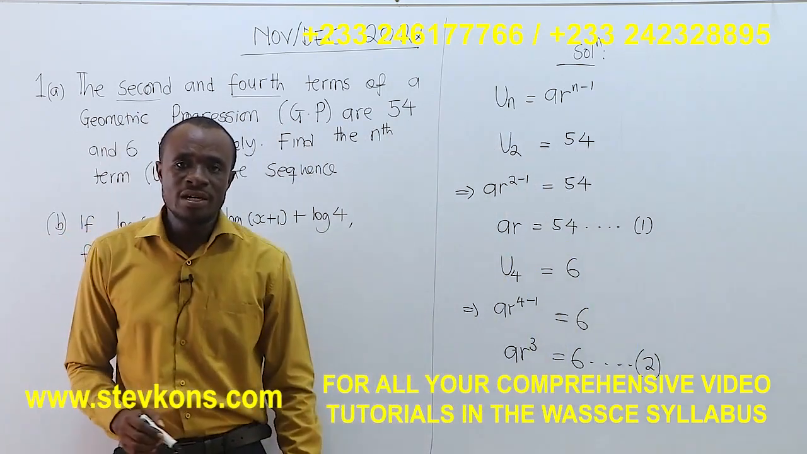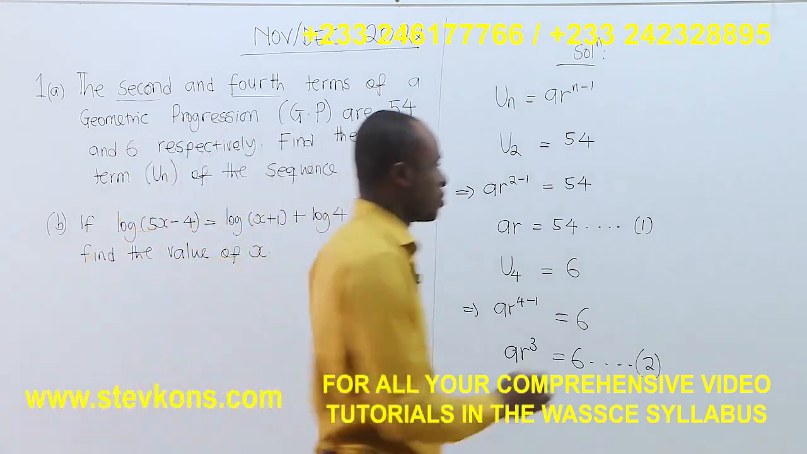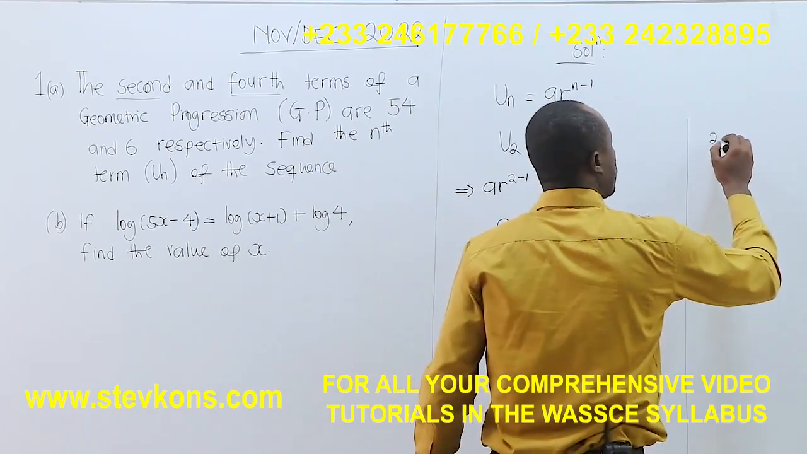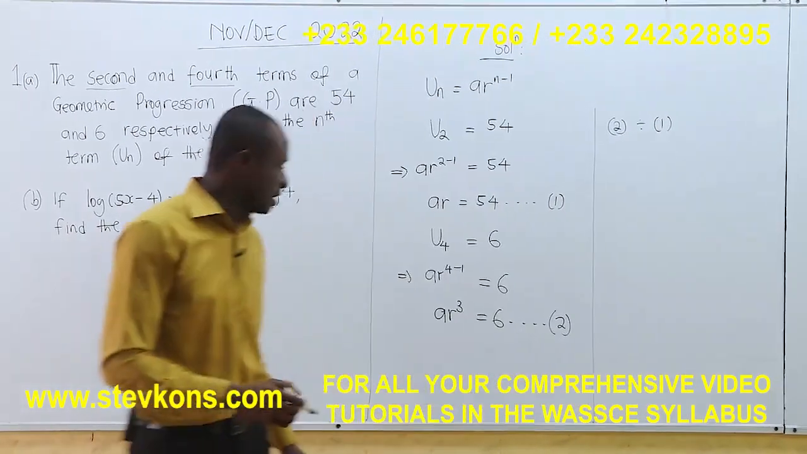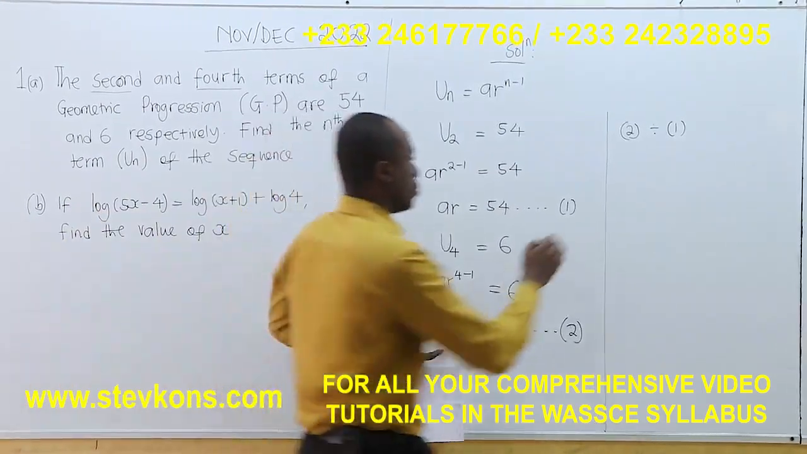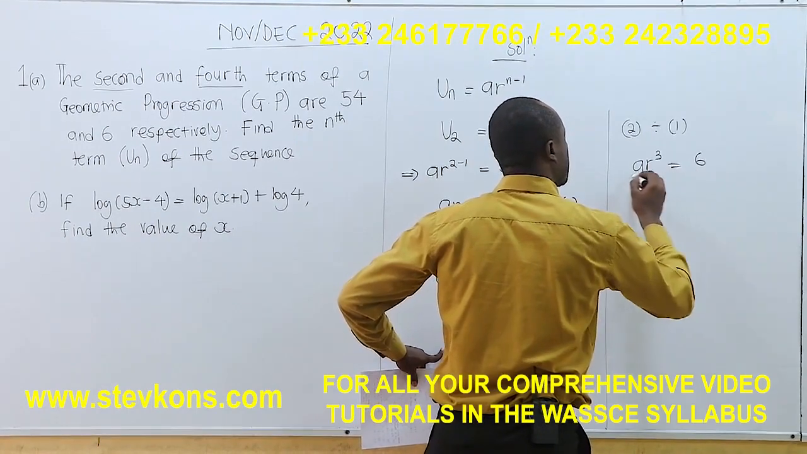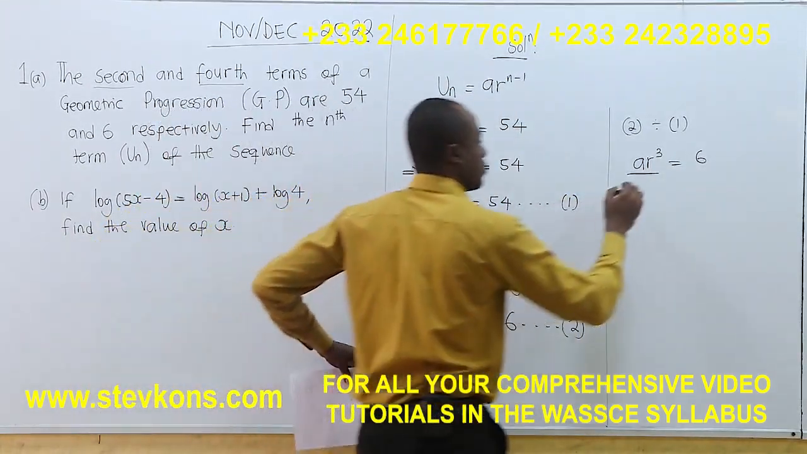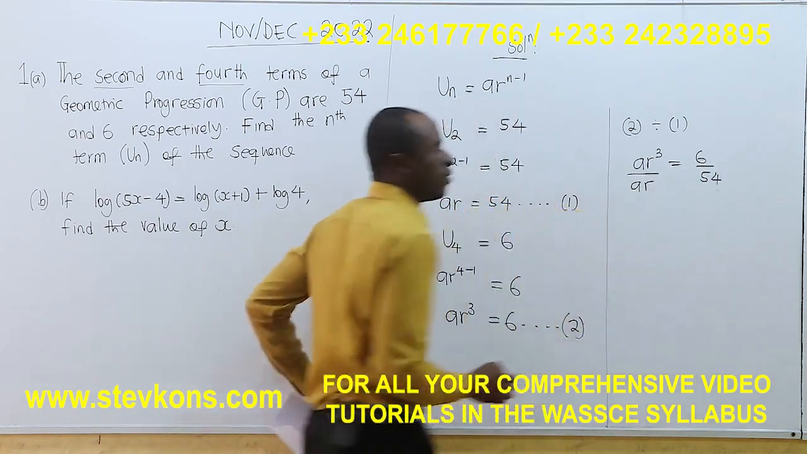So we need to find our first term and also the common ratio, which is r. So how can we do that? We can say equation 2 divided by equation 1. We solve it simultaneously. So what is equation 2? That is ar to the power 3 equals 6, and this is being divided by equation 1. What is equation 1? That is ar equals 54. So we have ar here, and then we have 54 over here.